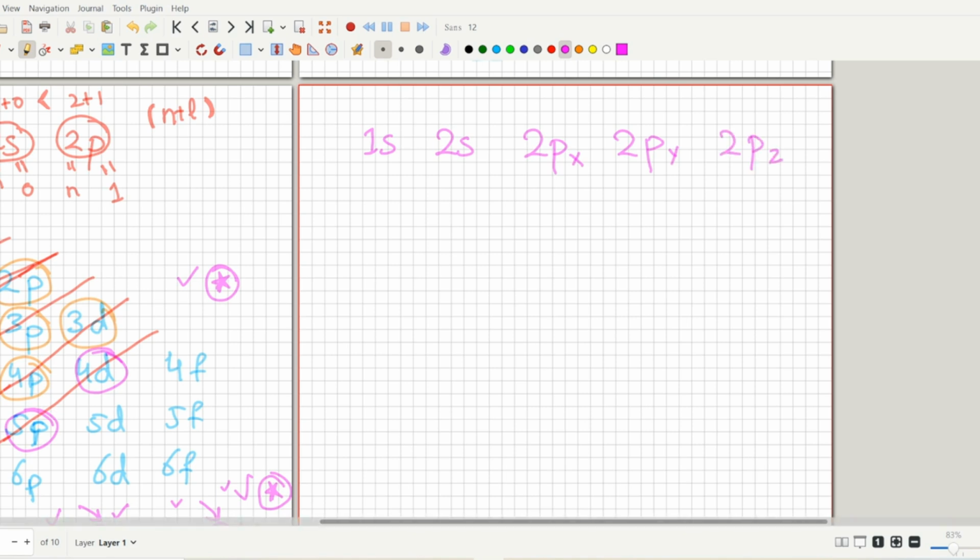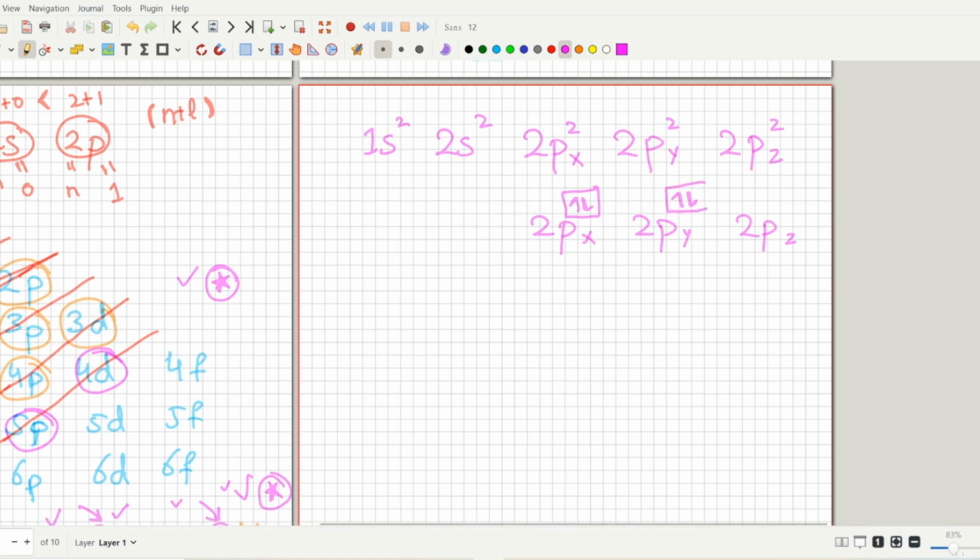And how many electrons are filled in p orbitals? The p orbital can have 6 electrons, so there would be 2 electrons here, 2 here, and 2 here. The s orbital has 2 electrons. So the problem is, what if the number of electrons in the p orbitals is 4? Among 2px, 2py, and 2pz, it has 2 electrons like this, 2 electrons like this, and 0 electrons in the last one.